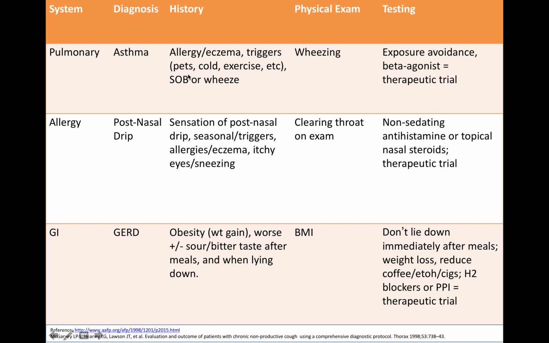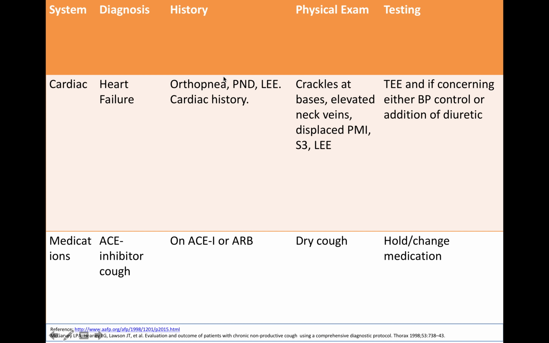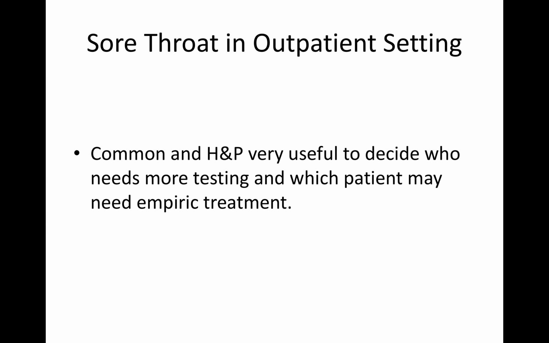And with asthma, if they have particular triggers like cold or exercise. If they do have shortness of breath or wheeze, that can also indicate reactive airway disease or asthma. So this slide is just for you to review on your own and learn from. This is what you need to know to be able to answer those questions appropriately. The other things to consider: heart failure and ACE inhibitor cough. So just review these slides for preparation.